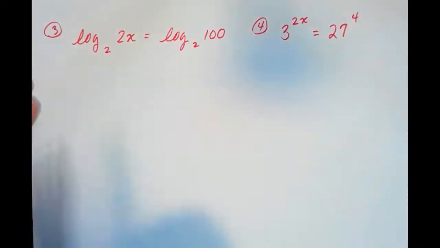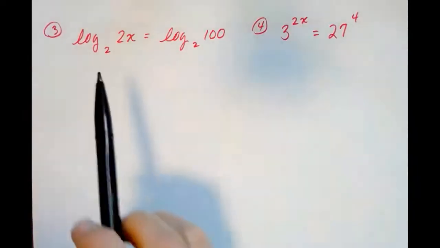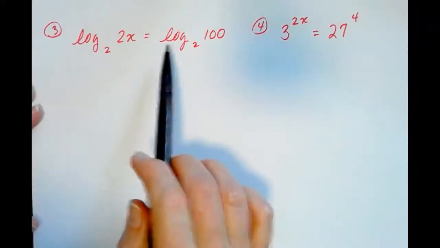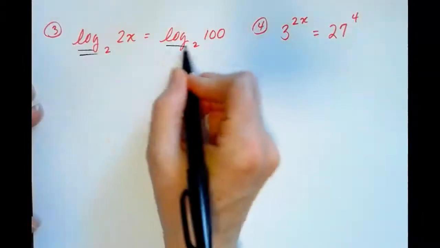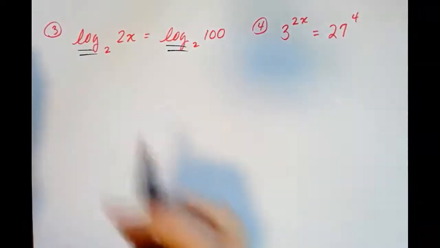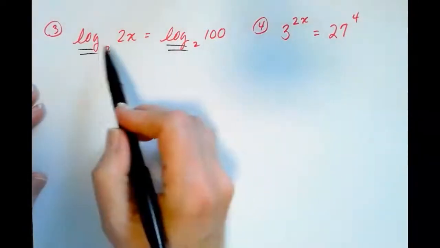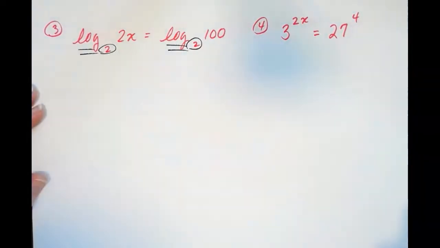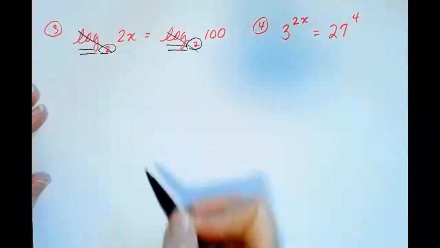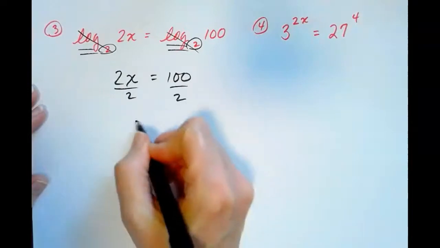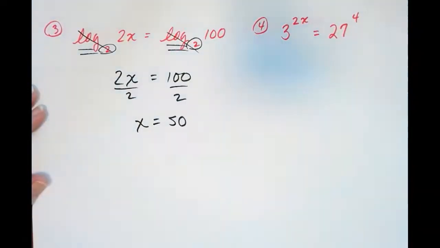Next, we have logarithms on both sides. And this is a great example of log base 2 equals log base 2. This is a great example of the one-to-one property. One single logarithm is set equal to one single logarithm, and they both have the same base. So if this is true, all we have to do is set the arguments equal to each other. And very simply, we get x equals 50.